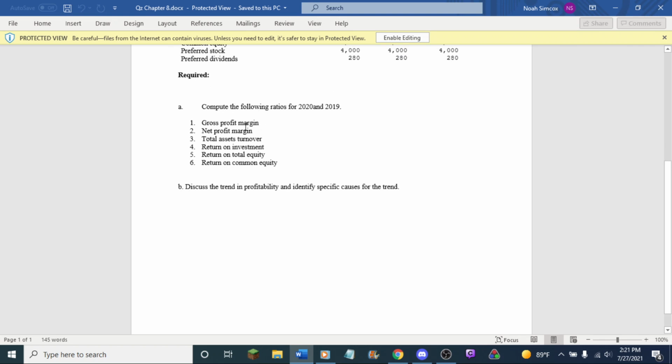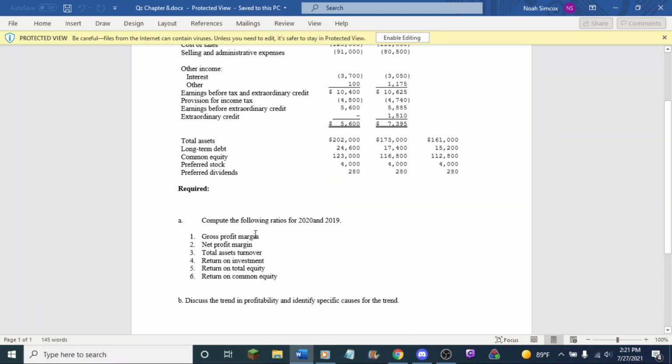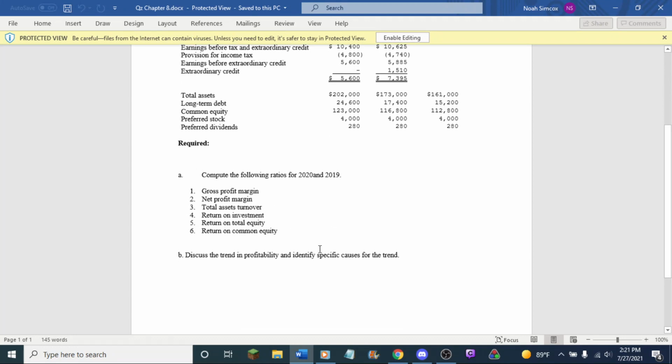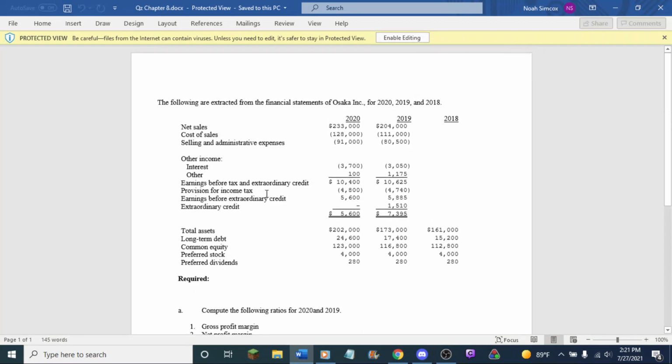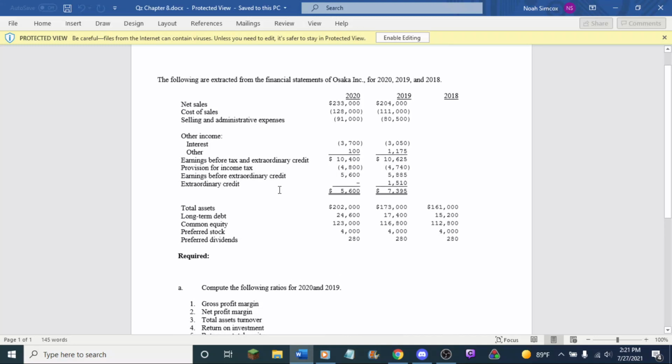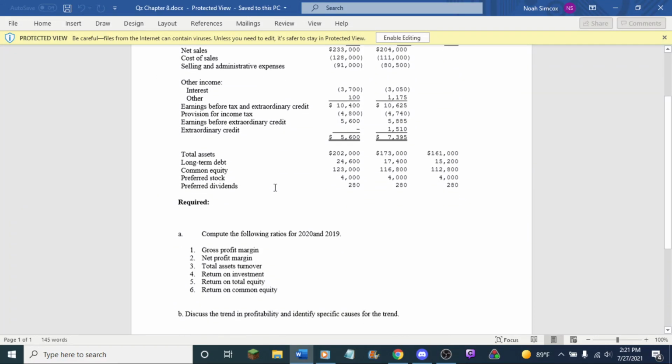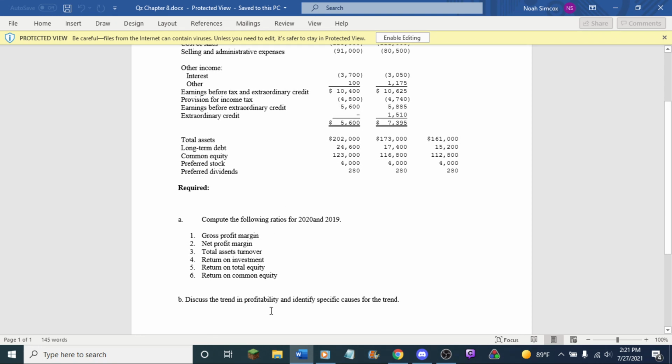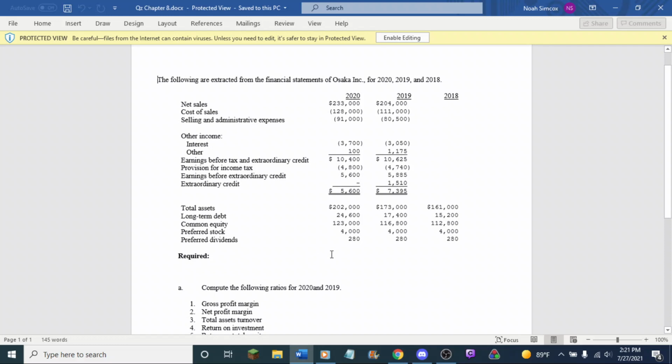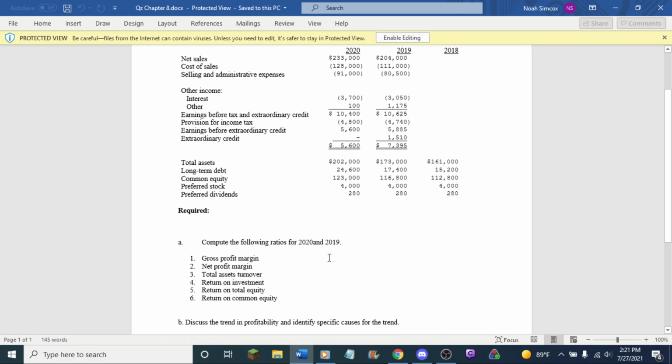Okay. One question requires us to compute 6 ratios, and then the next question is to discuss the trend in profitability and identify specific causes for the trend. Oh, crap. What? Oh, come on. Well, A is the easiest part, and then B, like, oh. Okay, I can do this. Come on.